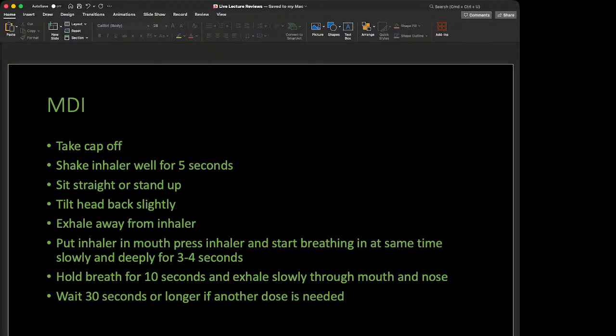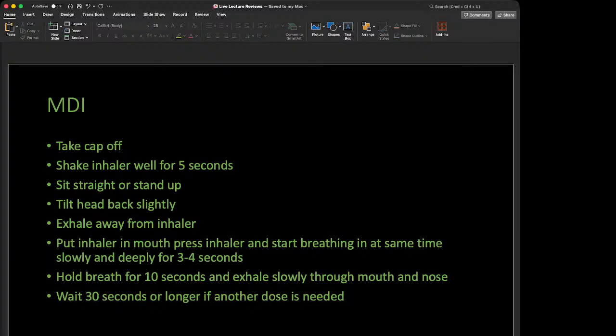Definitely hold your breath for 10 seconds after you have inhaled the medication, and then exhale slowly through your mouth and nose. Then you would wait 30 seconds or longer if another dose is needed. So essentially, that's all you would do when administering a metered dose inhaler.